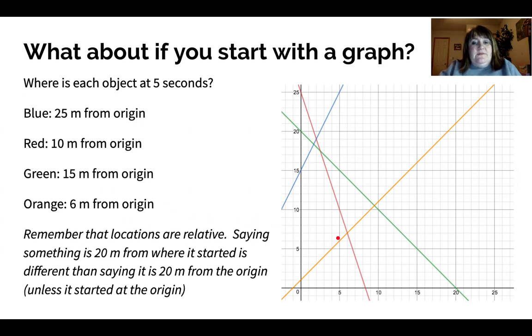Then I keep following the line up. The red line is 10 meters from the origin. And I keep going up. The green line is 15 meters from the origin. And finally keep going up. The blue line is 25 meters from the origin. Again, notice it's got to be from the origin, because locations are relative.